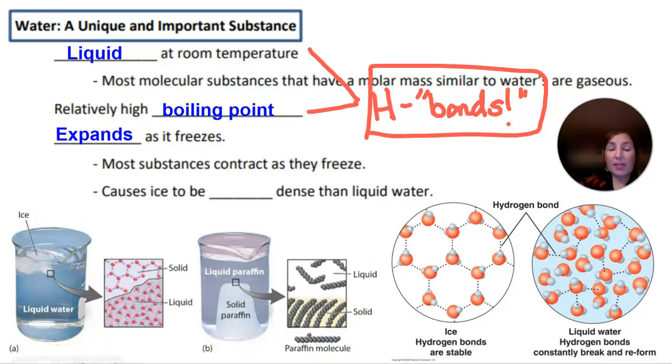Now, most substances, they'll contract as they freeze. Look at the paraffin wax here. It's contracting as it freezes, as shown in these images of the molecules compacting and getting more dense and sinking. That's what most solids do. But what's really weird about water is that it actually expands as it freezes. So it's less dense in the solid ice form than it is in liquid water. And that's, again, due to these hydrogen bonds.